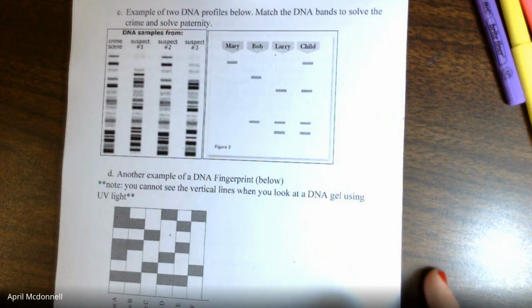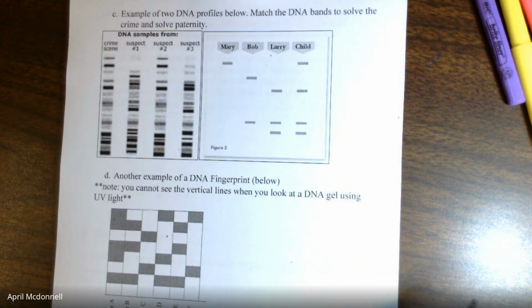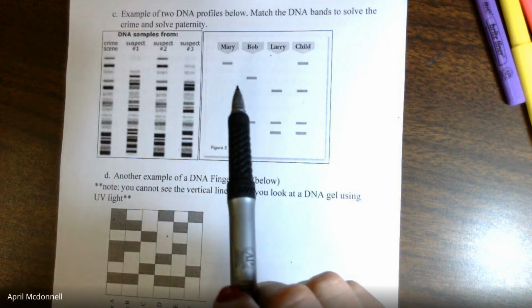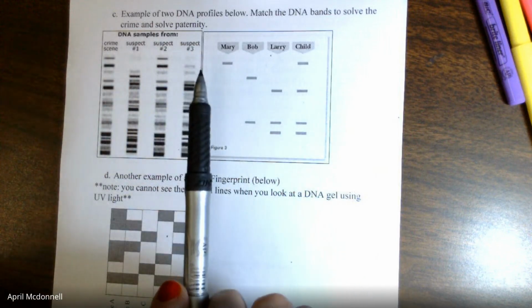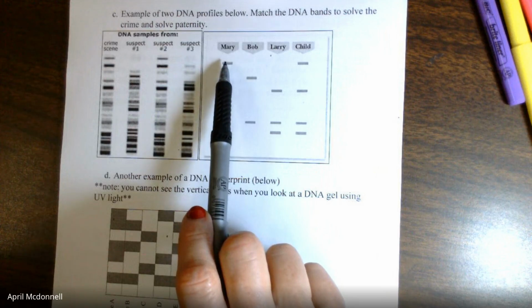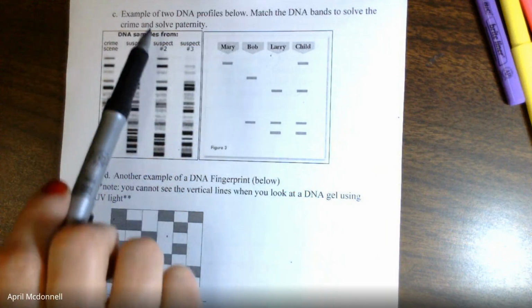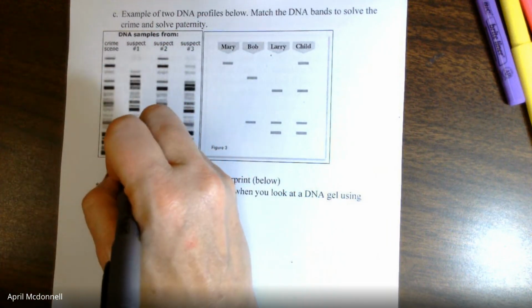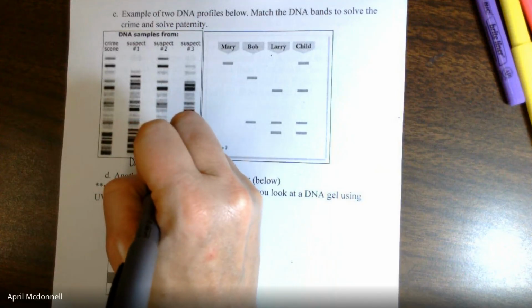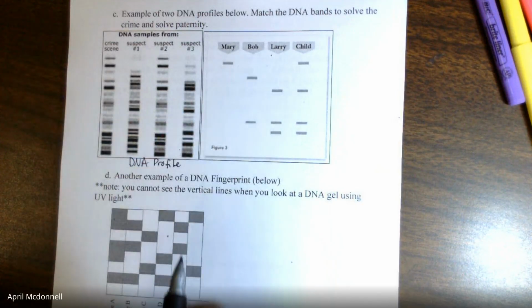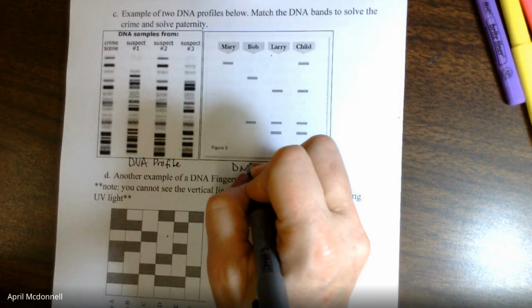Let's look at two examples of DNA profiles. Again, these used to be called DNA fingerprints. What we're looking at are bands of DNA. We can also call these fragments of DNA. So here is one DNA profile, and here's another DNA profile.